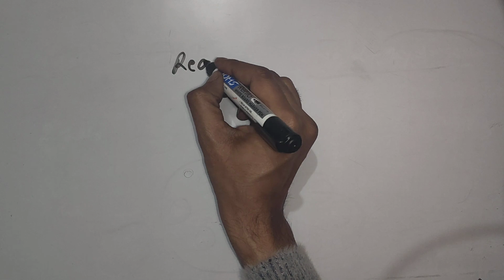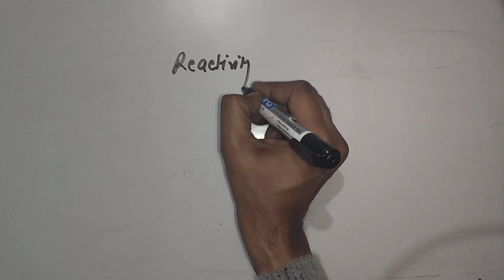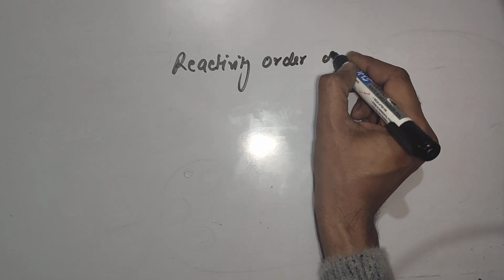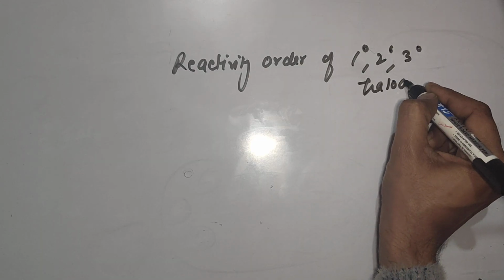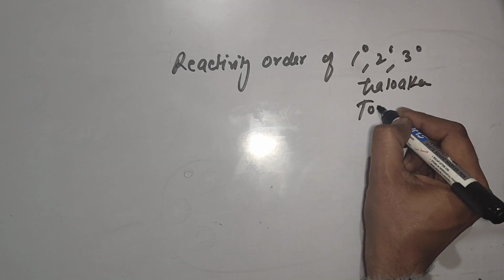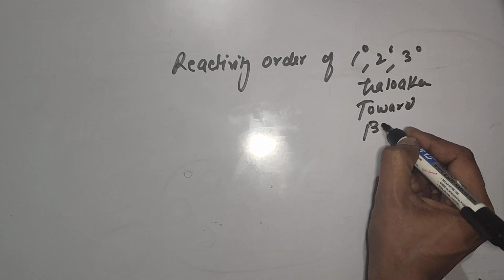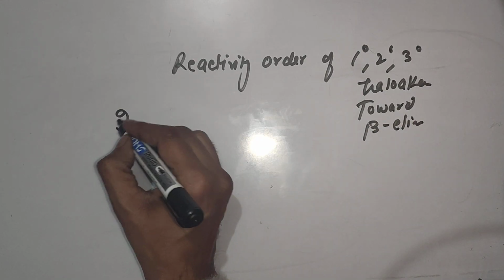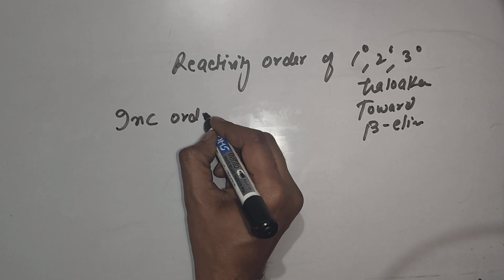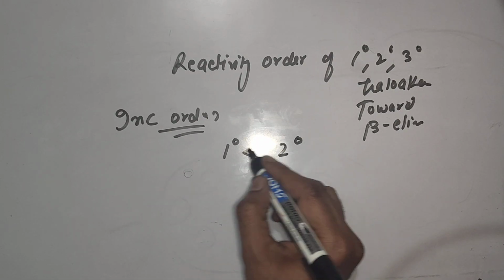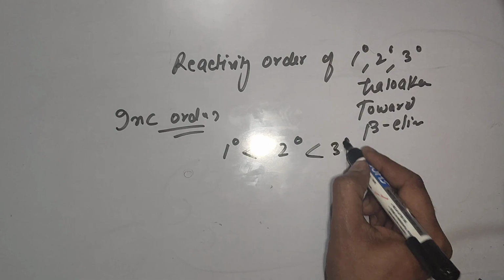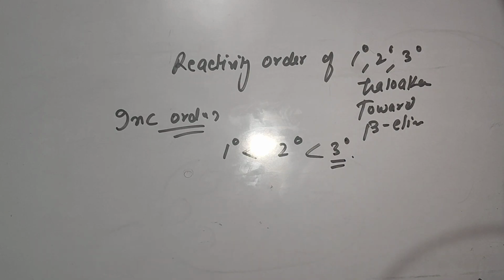So what will be the final order? If I write the reactivity order of 1 degree, 2 degree and 3 degree haloalkanes toward beta elimination reaction, the increasing order will be this. 1 degree will be least reactive, 2 degree haloalkanes will be more reactive than 1 degree, and 3 degree haloalkanes will be most reactive toward beta elimination reaction.